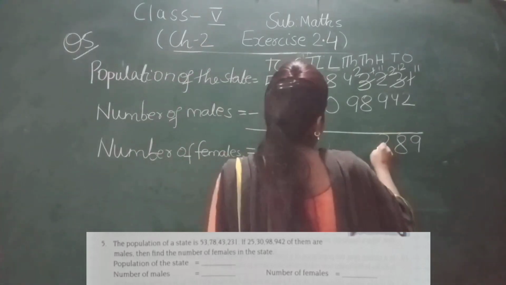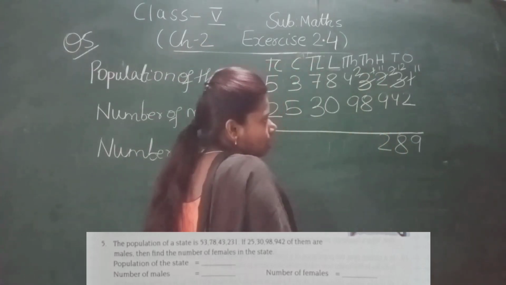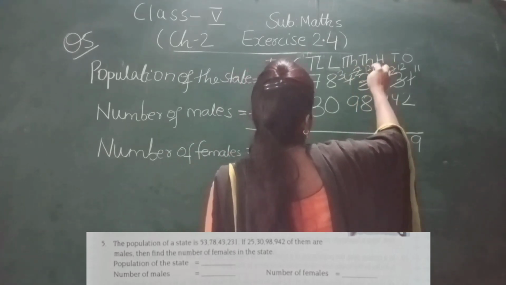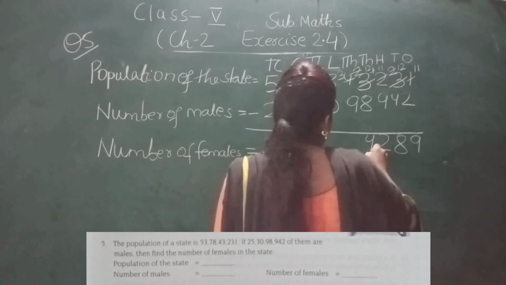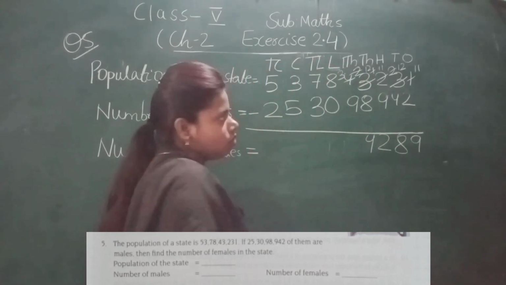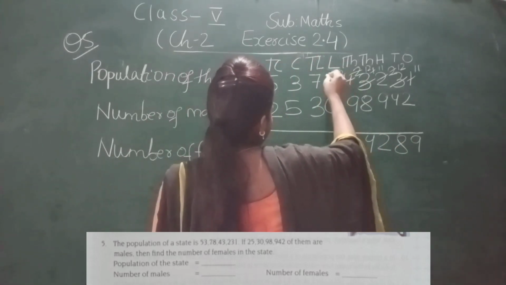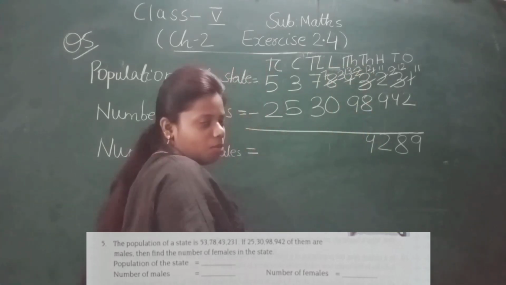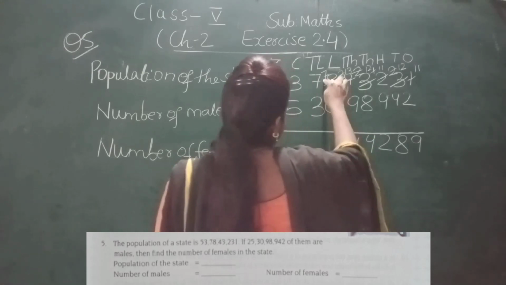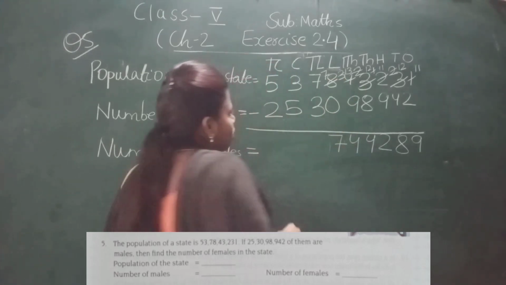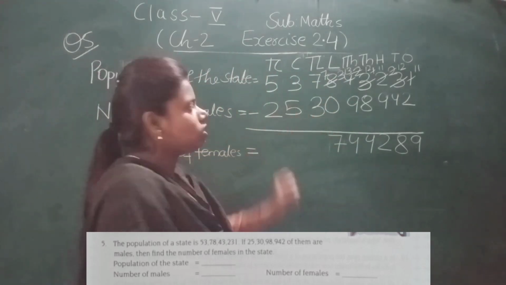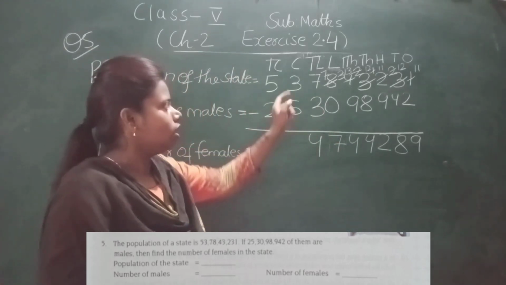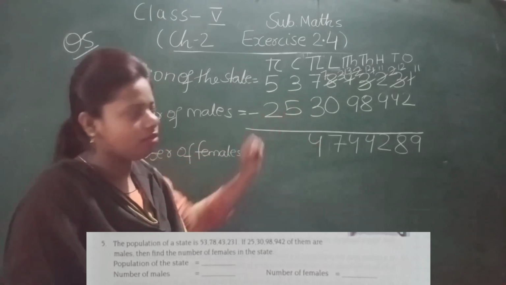2. Now from 2 we cannot subtract 8, so this 2 will take borrowing from this 4. 4 will become 3 and this 2 will become 12. 12 minus 8 is 4. From 3 we cannot subtract 9, so this 3 will take 1 borrowing from this 8. 8 will become 7 and 3 will become 13. 13 minus 9 is how much? 4. 7 minus 0 is 7. 7 minus 3 is how much? 4. Now from 3 we cannot subtract 5.